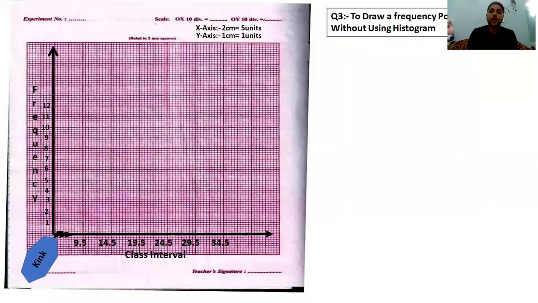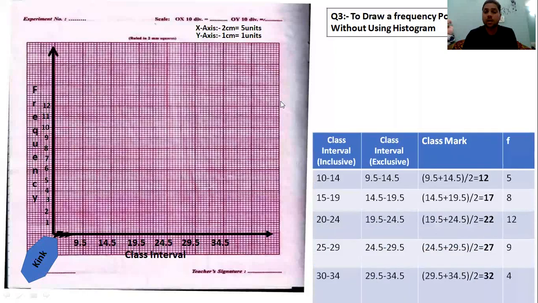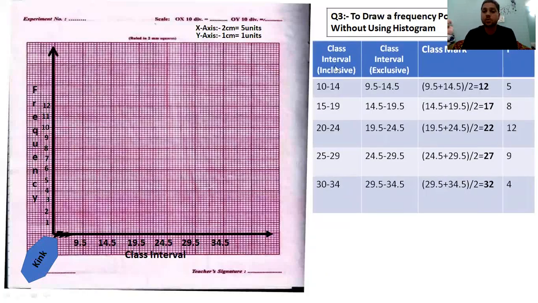Now next we have to draw a frequency polygon without using a histogram. We are not going to use the histogram here. Again, this is the x-axis and y-axis. We have frequency on this side and class interval on this side. We have decided that here. Now we observe the same question, and we are constructing the frequency polygon without using a histogram.